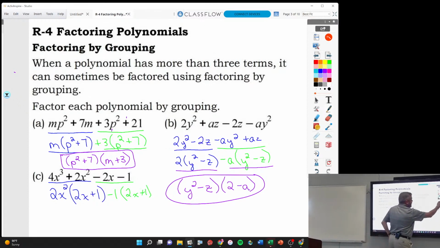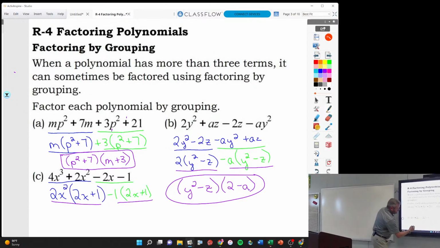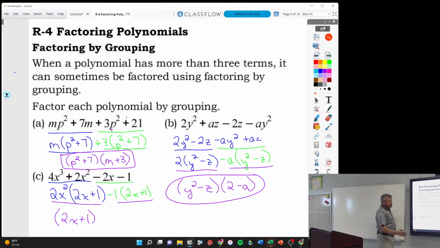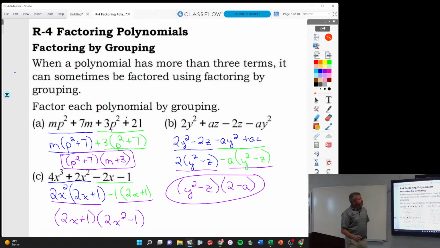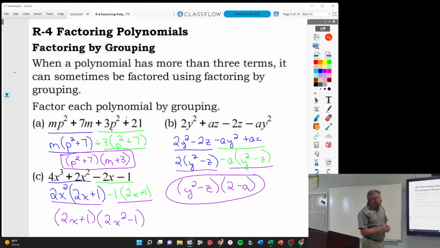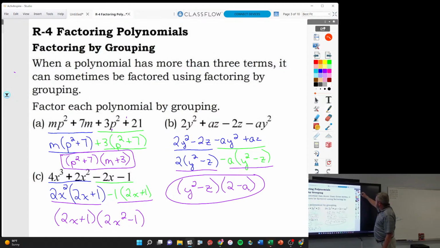Now I have it set up. I have two terms. Both of these terms have something in common. And that something that they both have in common is 2x plus 1. And if I factor out a 2x plus 1, think about putting your hand over those two terms and seeing what's left. I'm left with 2x squared minus 1. And those are examples of factoring by grouping. Let's move on.